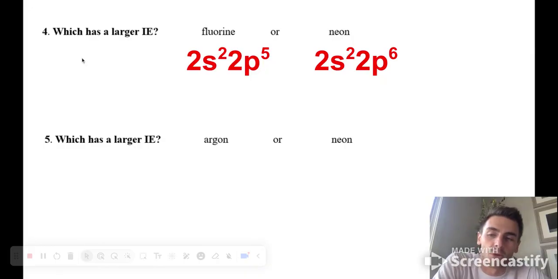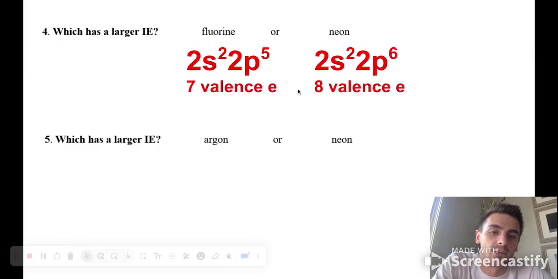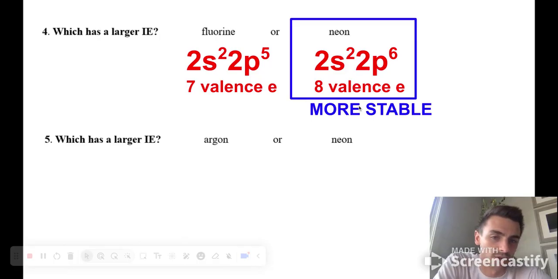Okay. Number 4, which one is harder to steal from? So we have fluorine, which is 2s2, 2p5, or neon, which is 2s2, 2p6. Now, both of these would be very hard to steal from, but there is a minute difference. I mean, fluorine has 7 valence electrons, whereas neon has 8. You're going to have to work hard to steal from both of these, but neon is much more stable as a noble gas, and it would be harder to steal from. I mean, it'd take more energy and have a larger ionization energy value.